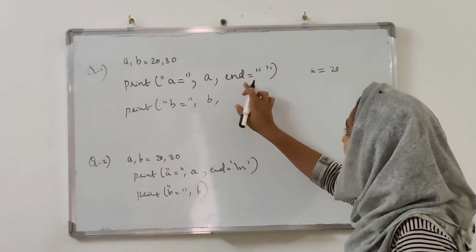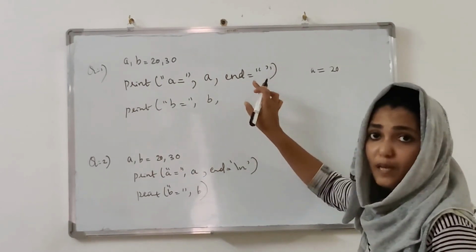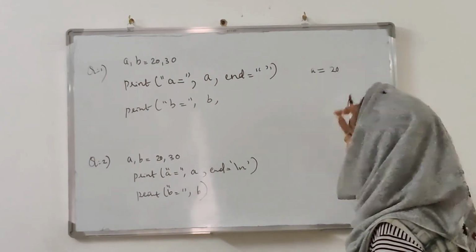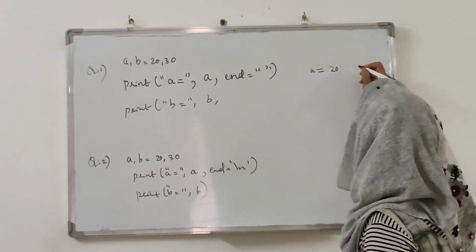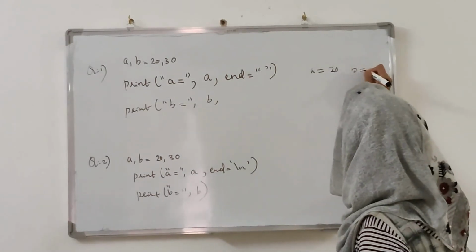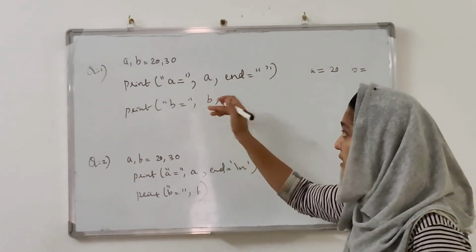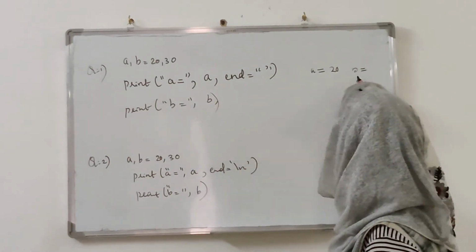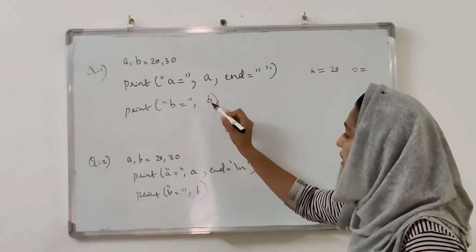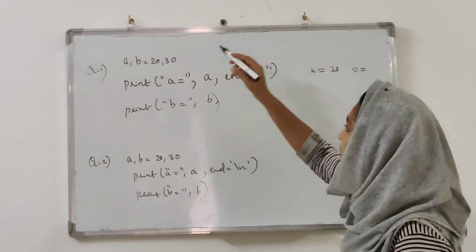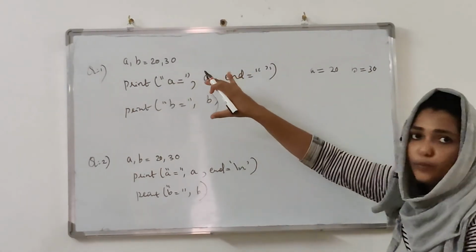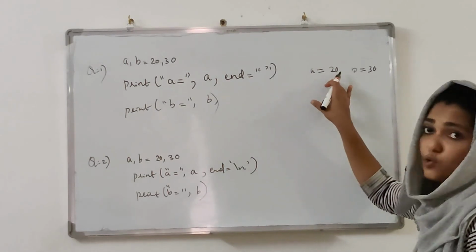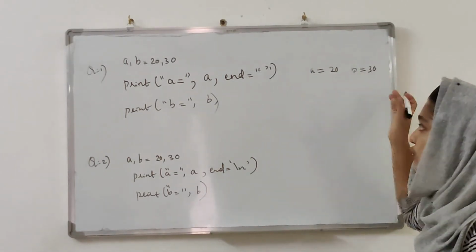Then after that, end is equal to, we are using a space here. So a space will occur. Next is print "B is equal to". So B is equal to is given inside double quotes. That will display on the screen as it is. Then B. Here we are fetching the value of B. Then what is the value of B here? 30. Then what is the final output of this program? A is equal to 20. B is equal to 30.